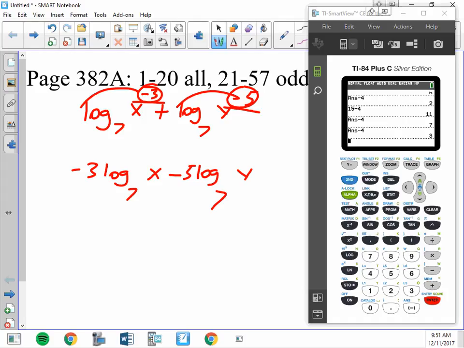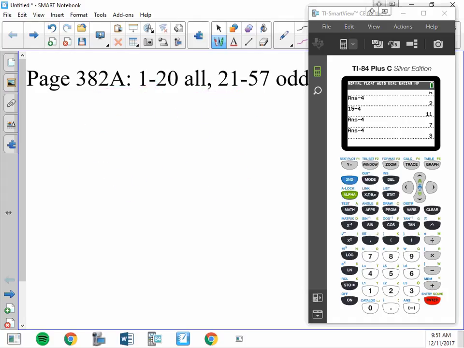Now, let me show you another way to do this. What if I flip the x and the y to begin with? And I get log base 7 of 1 over x to the 3rd, y to the 5th. Now when I expand, what happens? They're both negative, and I pull a 3 out and a 5 out, and I get the same answer.